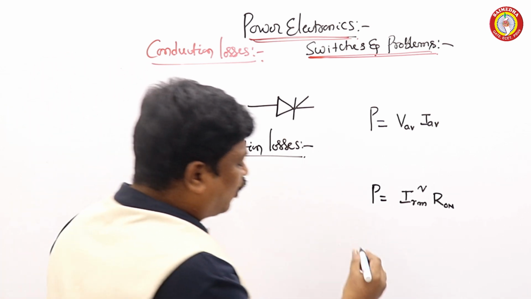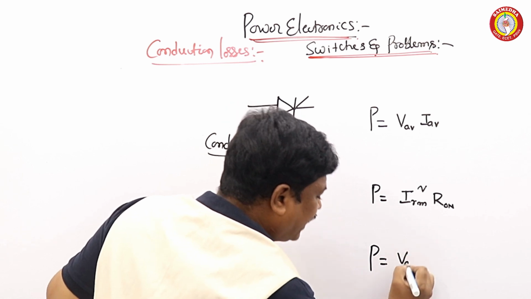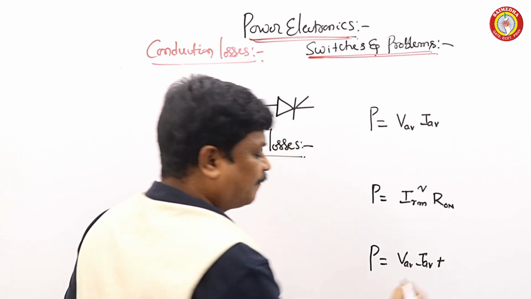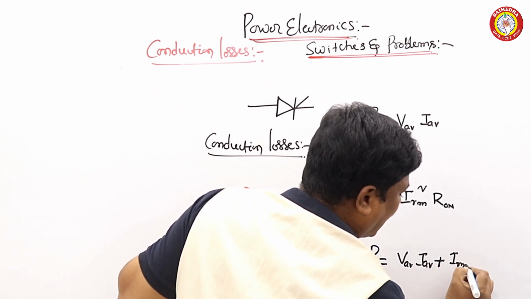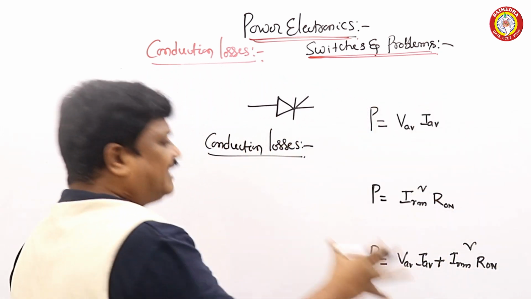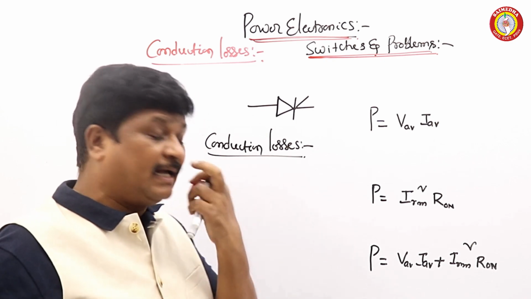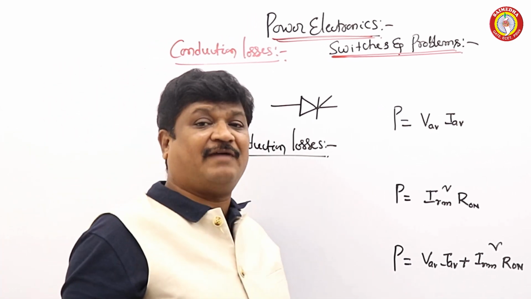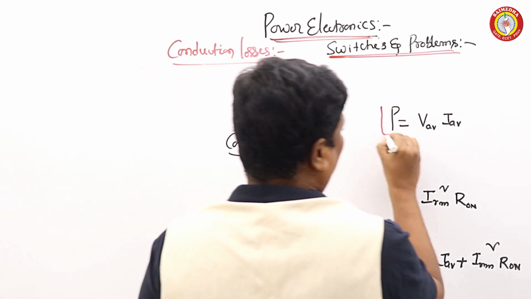I will use one more formula to calculate the power. P is equal to V average into I average plus I RMS square into R on. These are the three things. There are three formulas depending upon the device we are using and the circuit they have given, the analysis they have given, we have to use these formulas.